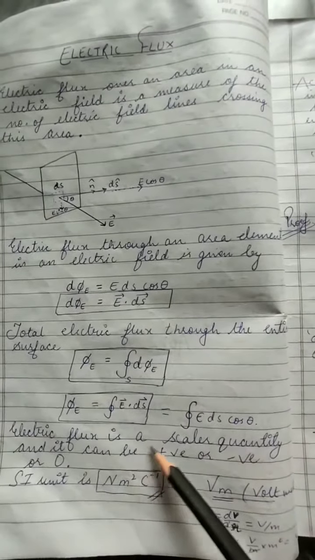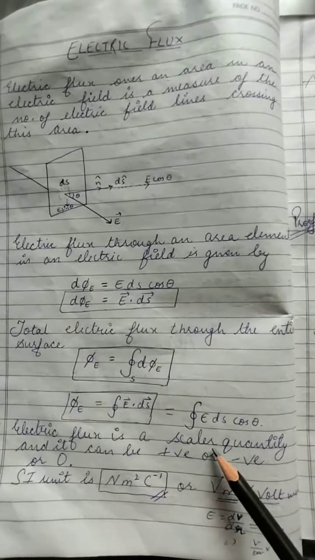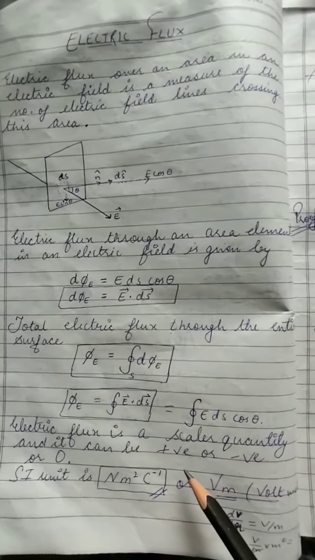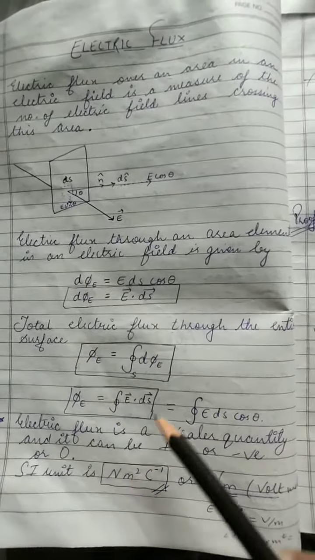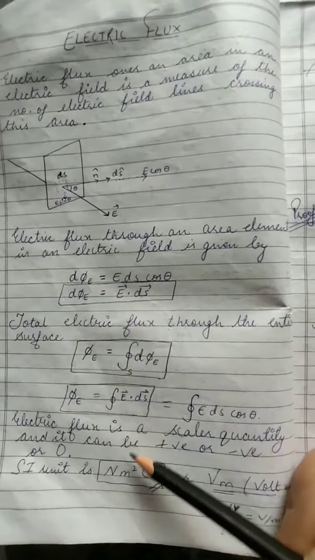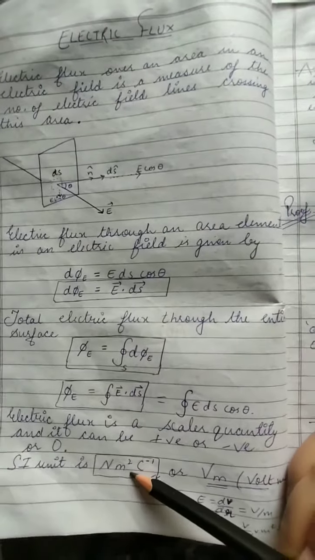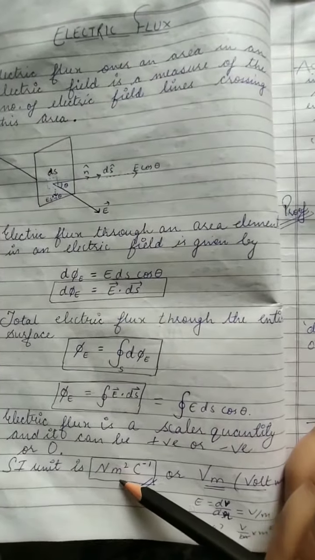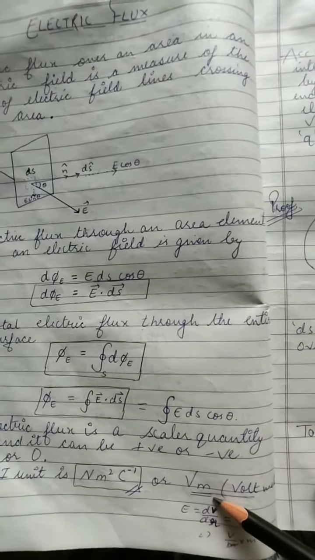Electric flux is a scalar quantity, so it can be positive, negative or zero. Now come to the unit of electric flux. The electric field unit is Newton per coulomb, and the surface area unit is meter square. So its unit is Newton meter square per coulomb, or another unit is volt meter.